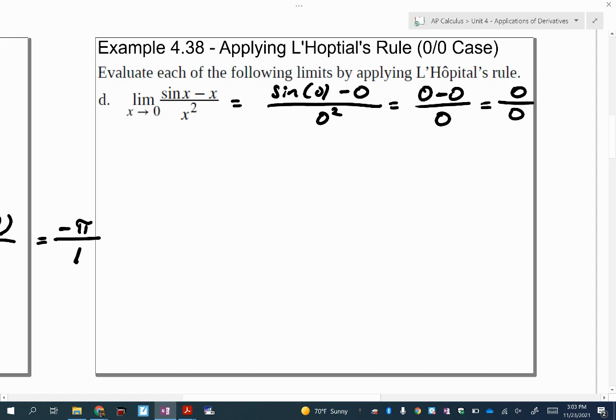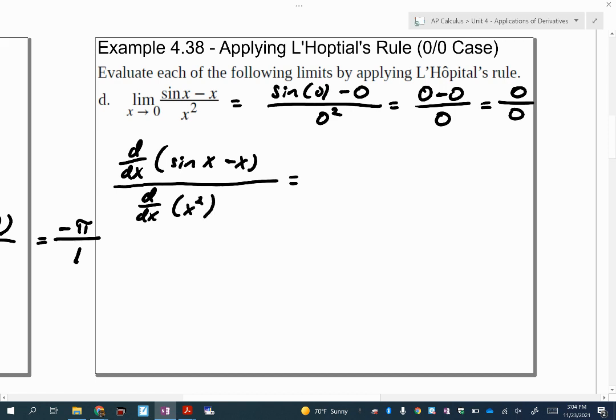Okay? So I'm going to find the derivative. So d/dx of sine x minus x over the derivative of x squared. Derivative of sine is cosine. Derivative of x is 1. And then the derivative of x squared is 2x. So now I'm going to plug in 0 again: cosine of 0 minus 1 over 2 times 0.